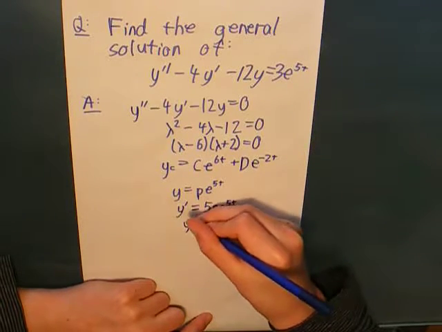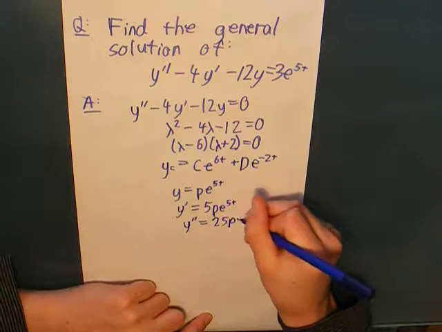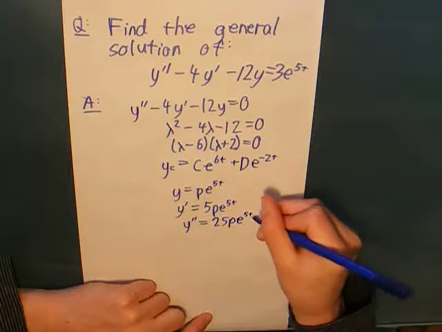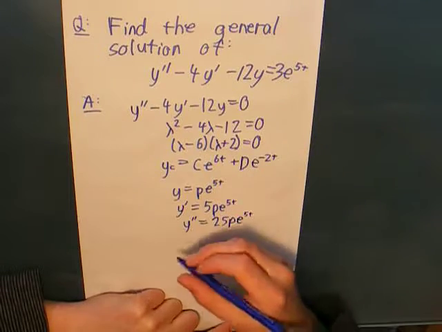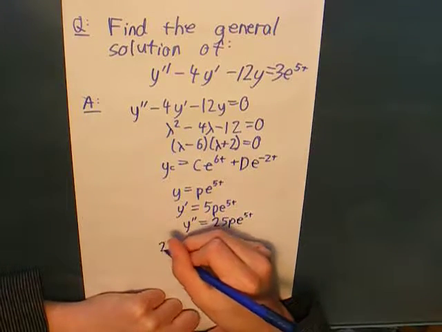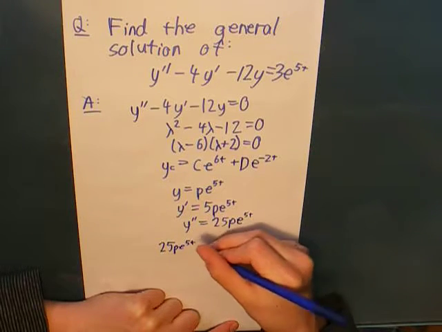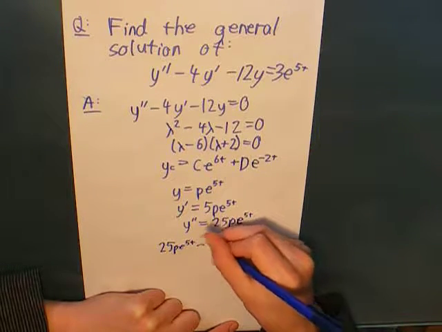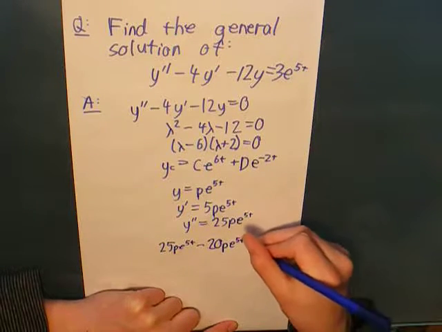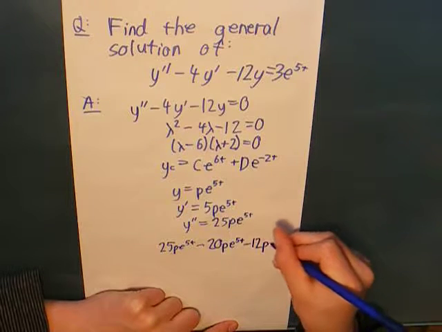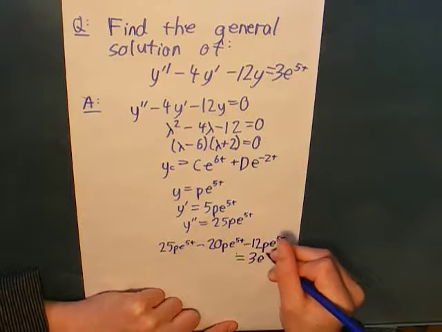So y double prime equals 25p e to the 5t. Okay, so here, 25p e to the 5t minus 4 times 5p, well that's 20p e to the 5t, minus 12p e to the 5t equals 3e to the 5t.